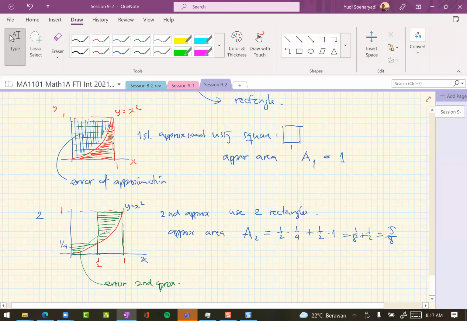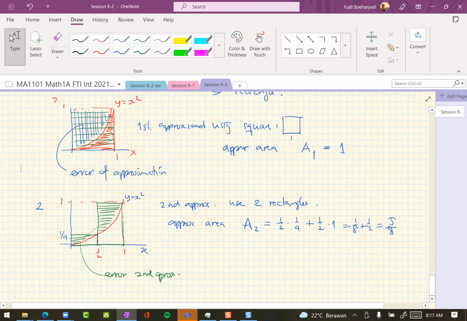Second. Why did you say the second one is better? Because it takes less area, I guess, because when you use one square, you're also accounting for the area outside the graph. Less area of what? Of the x1 and y1. Yeah, error. Smaller error.